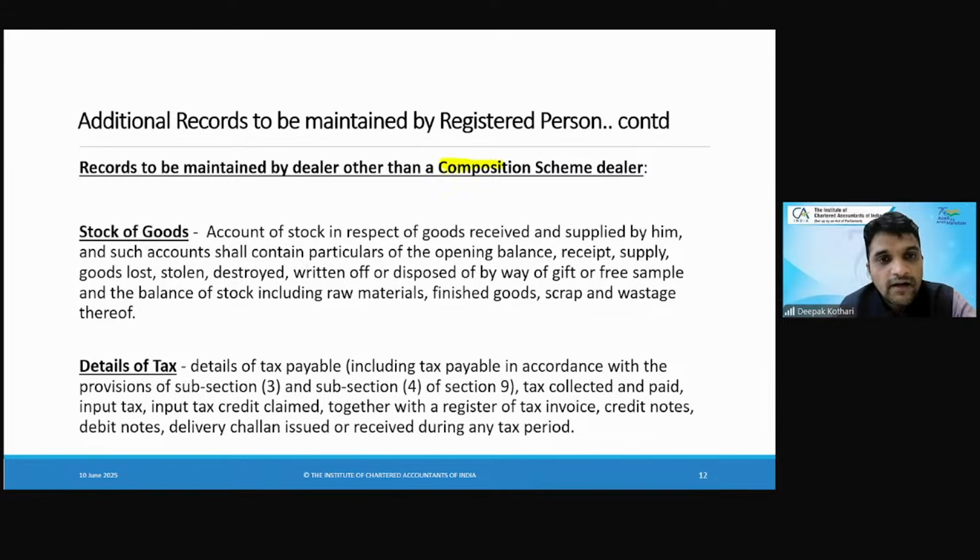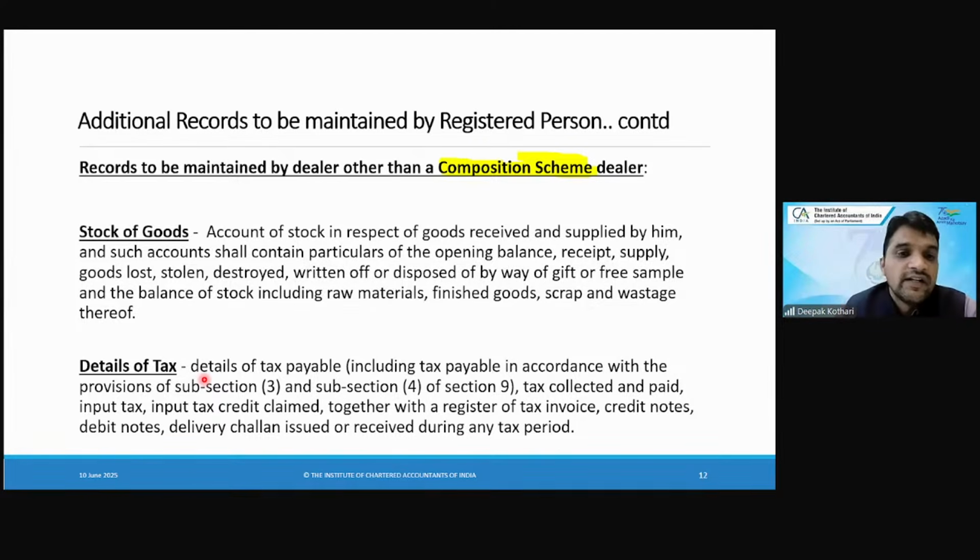So apart from a normal registered person, a person who is registered under the composition scheme will have to maintain the following records. What does he have to maintain? He has to maintain stock of goods and details of tax, because for him input tax is not available, but his sales are relevant. That's why he has to maintain the stock of the goods. Whatever his goods are, he has to maintain proper stock of them.